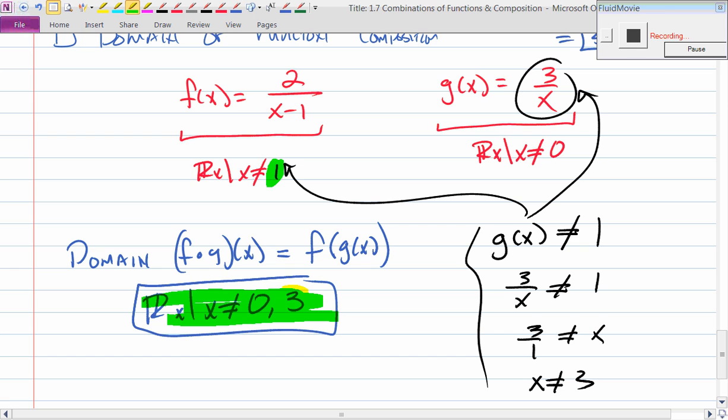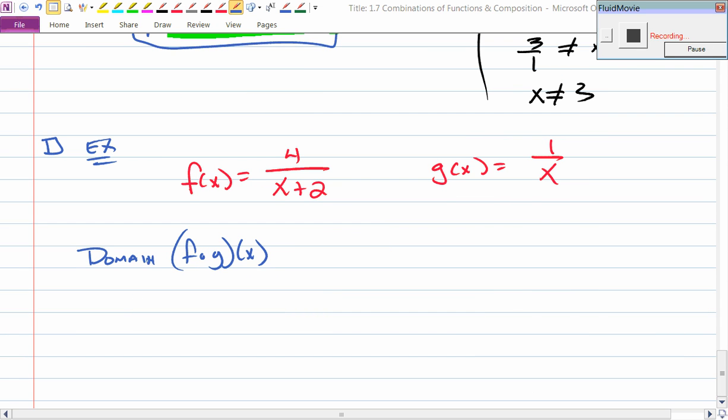I have a composite function, f of g of x. I've been given 2 rational functions up top there. I have f of x is 4 over x plus 2, and g of x is 1 over x. The first thing you got to do is figure out the individual domains. So what's the individual domain for f of x? Yeah, x is not allowed to be negative 2. So far, so good? What's the individual domain for g of x? Yeah, x is not allowed to be a 0.